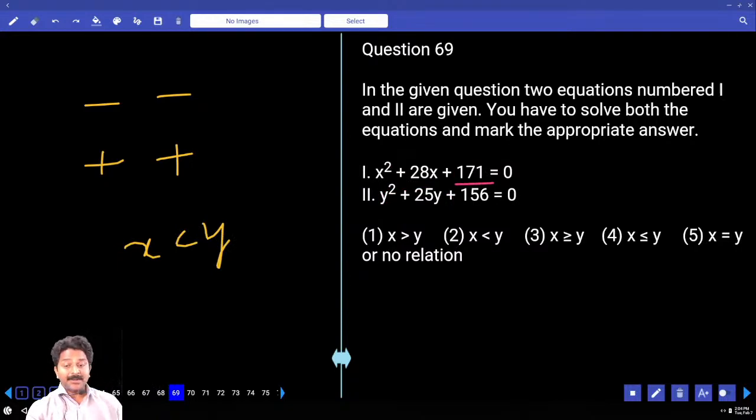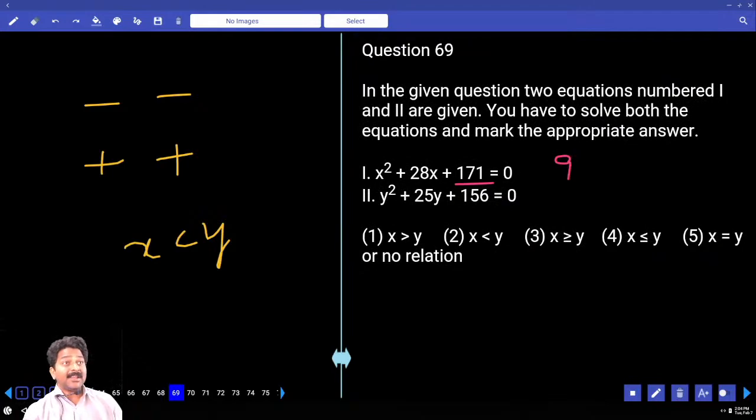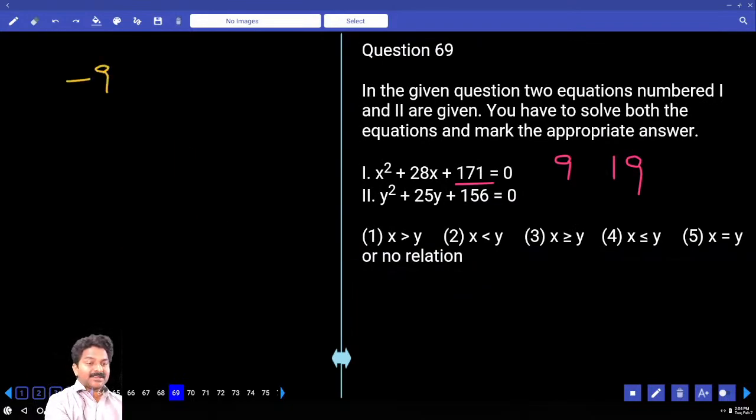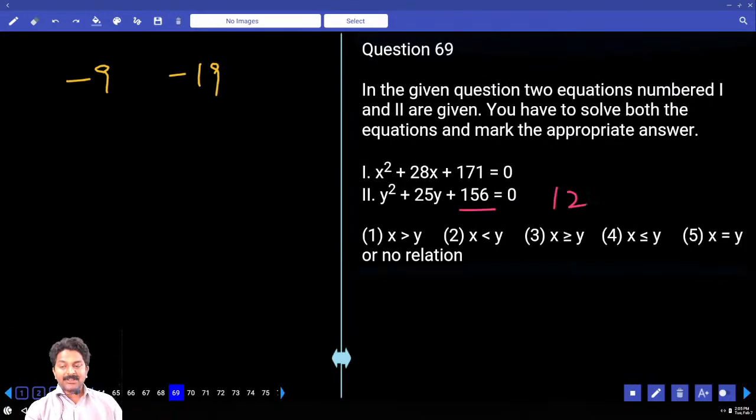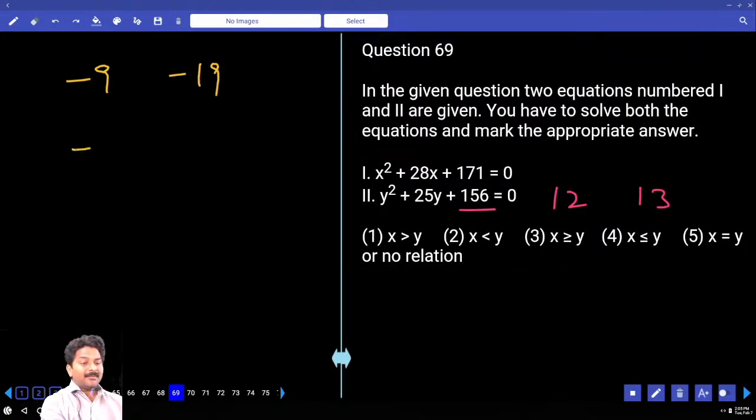This is a 9 multiple. 9 20 times is 180, minus 1 time, that is 9 19 times. Factors are minus 9, minus 19. 156 is 12 13 times only. Minus 12. Enough? We don't need the other factor also. This falls in between these two. Answer: relation cannot be established. We don't need the second factor also.